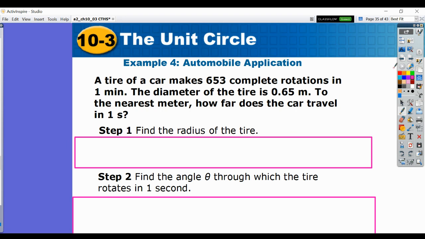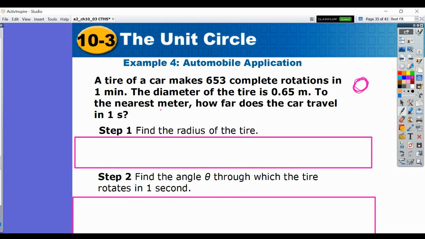First example. A tire of a car makes 653 complete rotations in 1 minute. So this car tire is spinning around and around. We're not just finding a little arc length, we're finding a huge arc length of it going around. The diameter of the tire is 0.65 meters. How far does the car travel in 1 second?